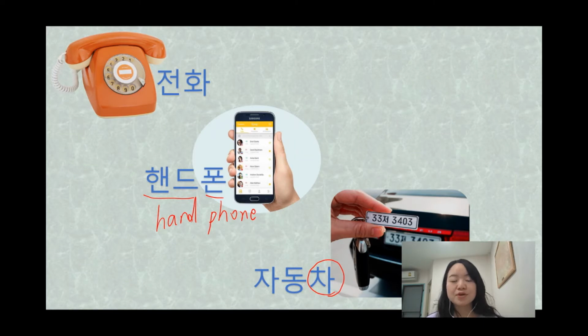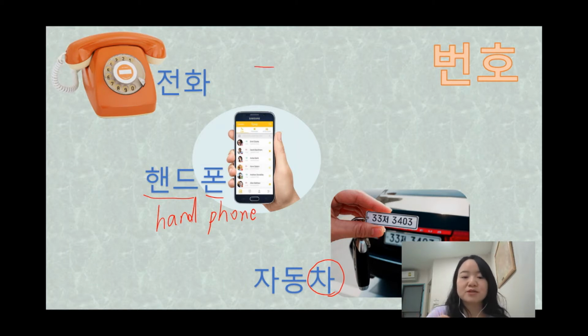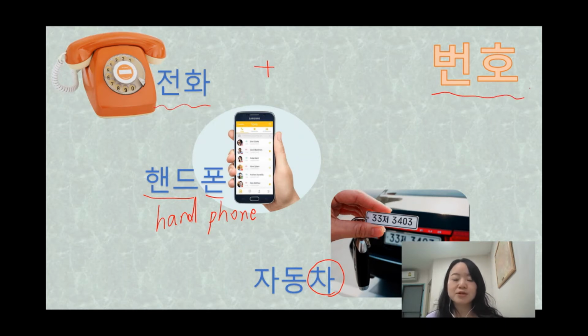Okay, then how about number? What's number in Korean? It's 번호. Then how can we say telephone number? Then we put them together. 전화 번호. Then mobile phone number, 핸드폰 번호. Car number, 자동차 번호.